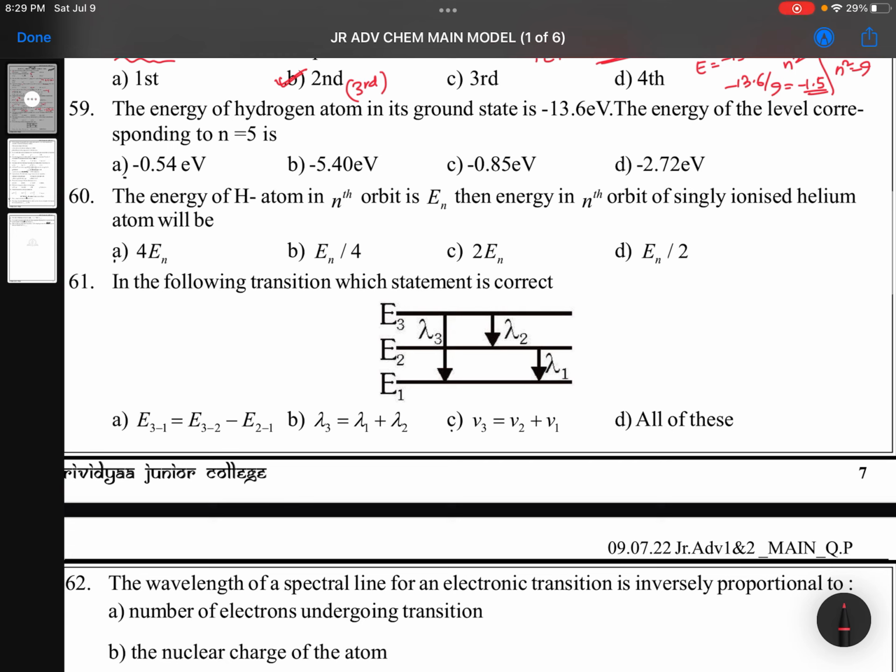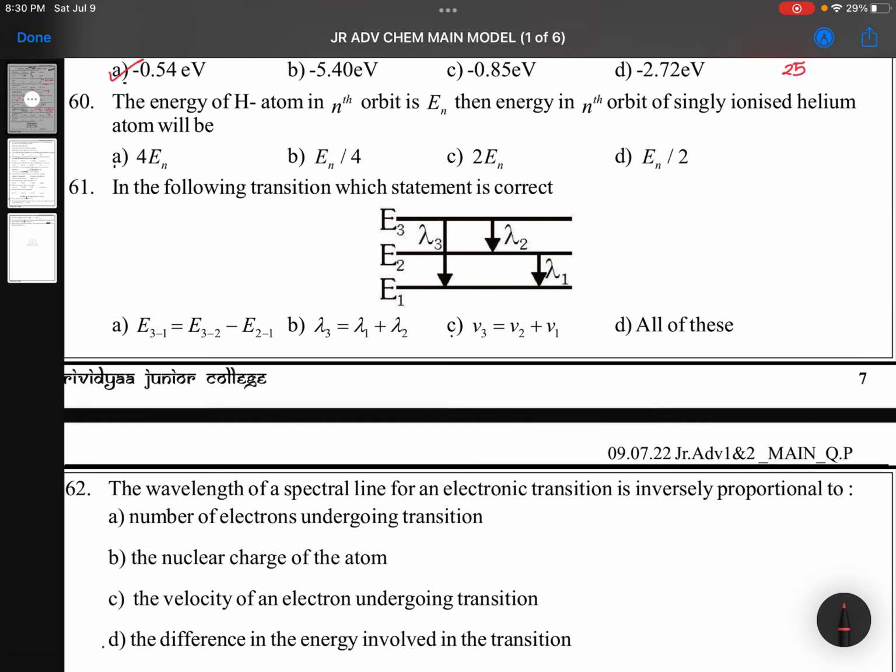The energy of a hydrogen atom in the ground state is minus 13.6. The energy of the level corresponding to n is equal to 5 is the same thing, minus 13.6 into z square by n square. The fifth level, n square is 25. Minus 13.6 by 25.